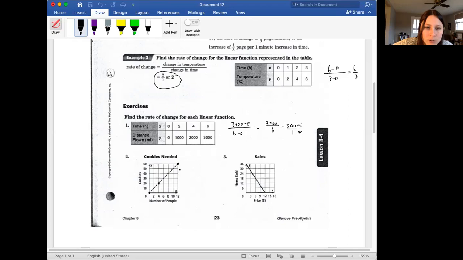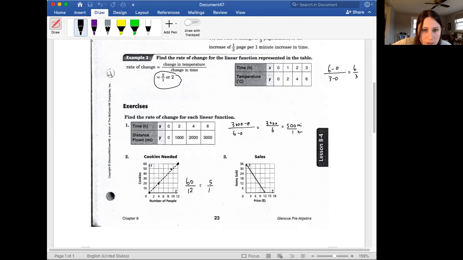So my last final point on this graph is at 12 people with 60 cookies. So that would be 60 over 12 because I'm doing the vertical change over the horizontal change, right? 60 minus 0 and then 12 minus 0. So this would be 5 over 1.